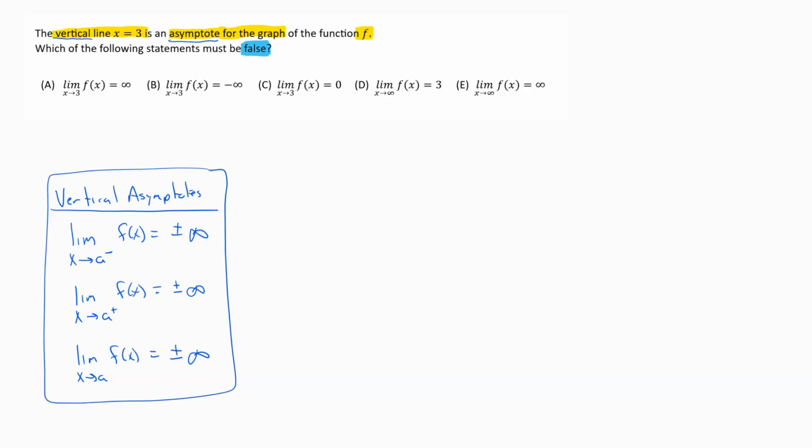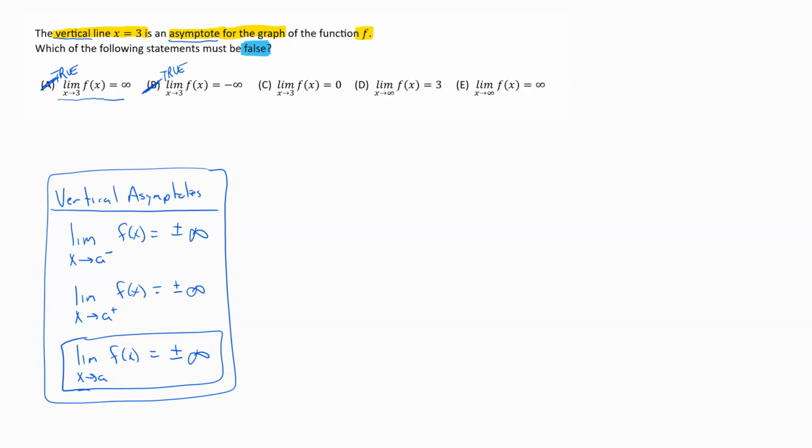So when we look through here with that idea in mind, we can see real fast that A is basically giving us one of those definitions. It's saying the limit as x approaches 3 of f of x equals infinity. That's an overall limit headed to infinity, and that is the definition of a vertical asymptote. So that one would be true, so that's not our good answer. Same with B. It doesn't matter which direction it goes. The limit as x approaches 3 just needs to head to plus or minus infinity. This is another overall limit, and so this would also be a true statement.